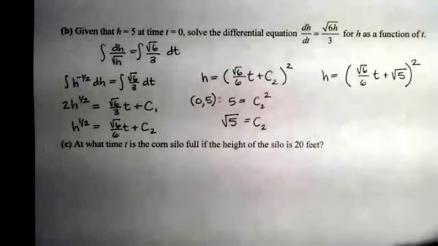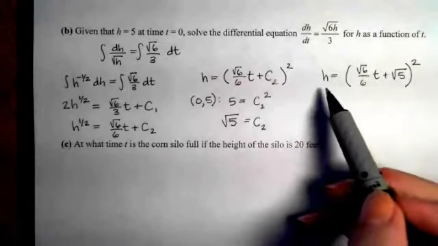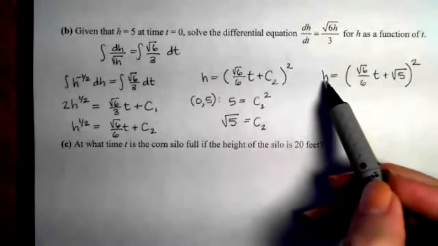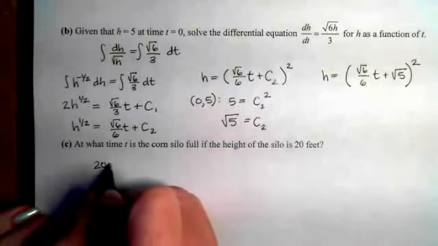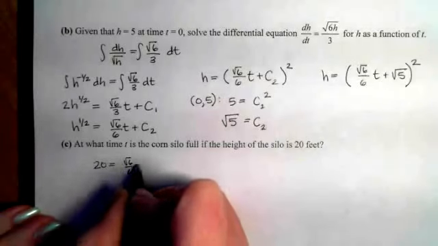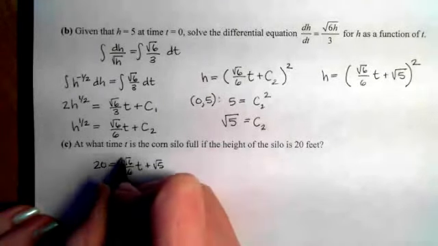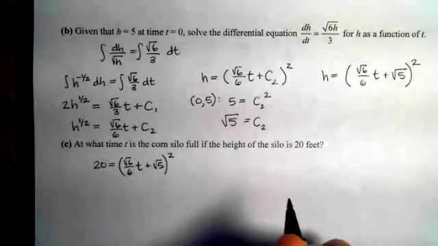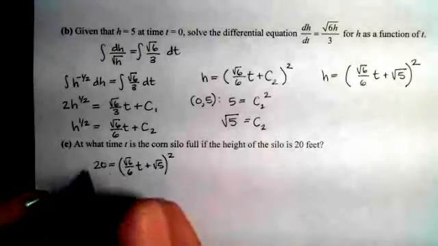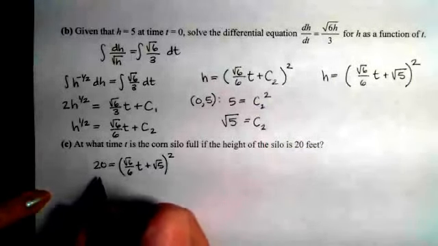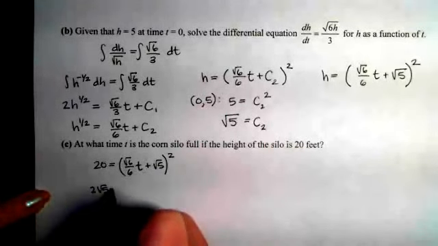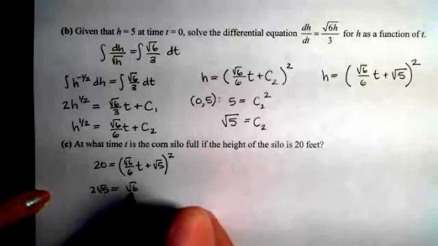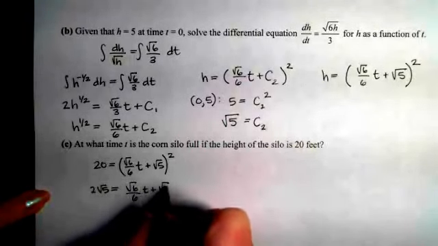Last, part C says, at what time is the corn silo full if the height of the silo is 20 feet? Well, that means my h is going to be 20, and it's asking me for what time it is. So I take this expression, and I get 20 equals root 6 over 6 times t plus root 5, and it's squared. So if I want to isolate the t, I need to take the square root. Notice we're taking the square root of a height, and we're finding time, so everything's going to be positive. So I'll get 2 root 5 on the left, and I'll get root 6 over 6 times t plus root 5 on the right.